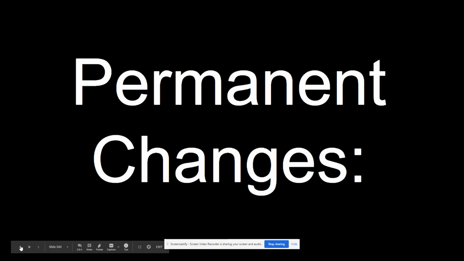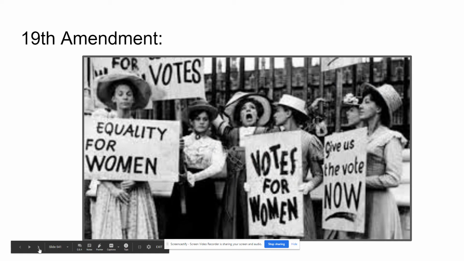So, what is the legacy of Prohibition? Kind of things we can learn about it. The legacy, what was left behind? Well, there were some permanent changes because of Prohibition. The 19th Amendment, which came after the 18th, of course, gave women the right to vote in 1920.